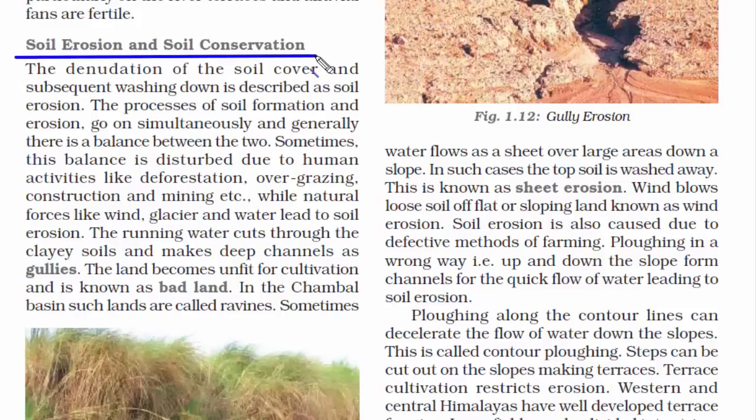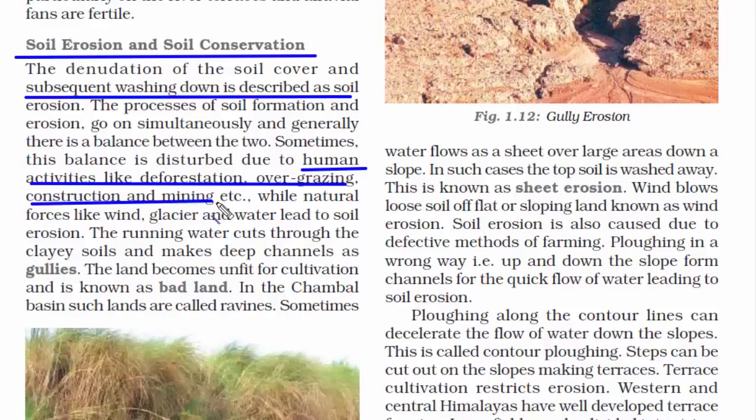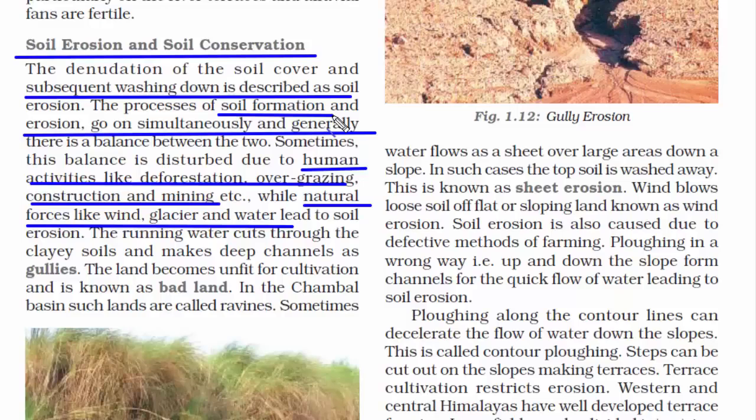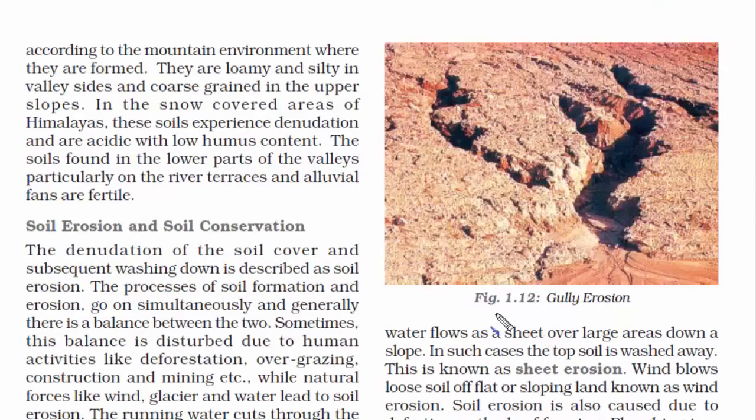And the last topic of this chapter is soil erosion and soil conservation. Soil erosion is defined as the subsequent washing down of topsoil. This is caused again in two ways: one is human activities like deforestation, overgrazing, construction and mining, and the other is through natural forces like wind, glaciers and water. And where there is soil erosion, simultaneously there is also soil formation. So if soil goes from one place, it will go and accumulate in some other place as well. And during the rainy season, you can see how the running water cuts through the clay soils and forms deep channels known as gullies. So if you look at this picture, gullies are something like this.